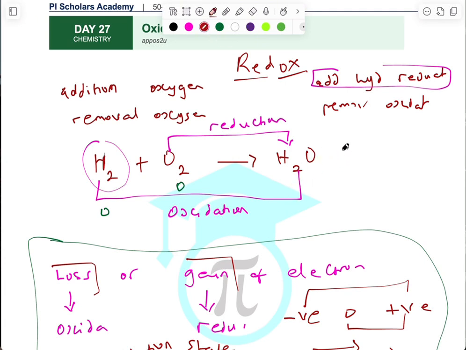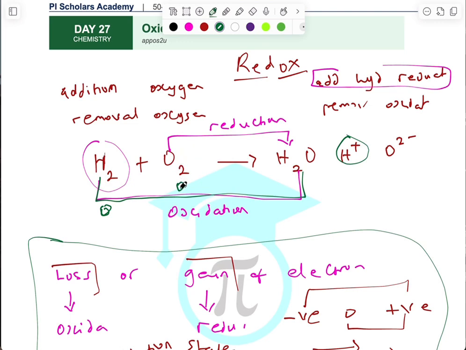Of course, we know that hydrogen is H plus and oxygen is what? O2 minus. So let's see what has happened here. You've noticed that hydrogen has gone from the state of 0 oxidation state to the state of plus 1 oxidation state. That's an increase in oxidation state, so it establishes that this is actually an oxidation process.